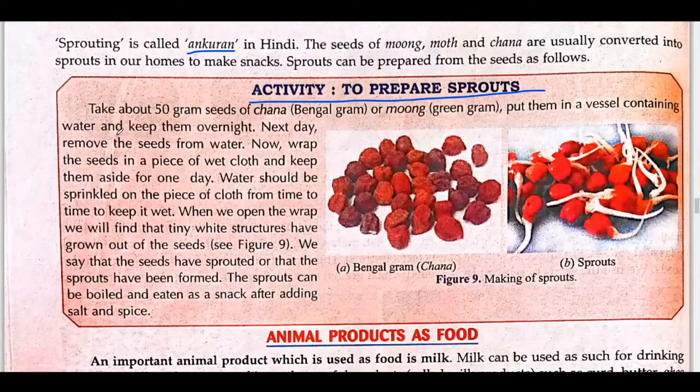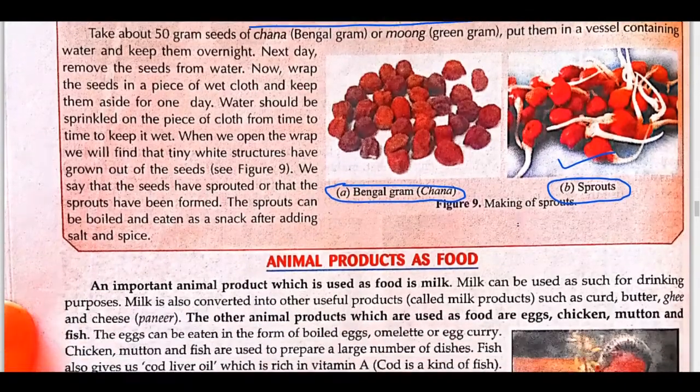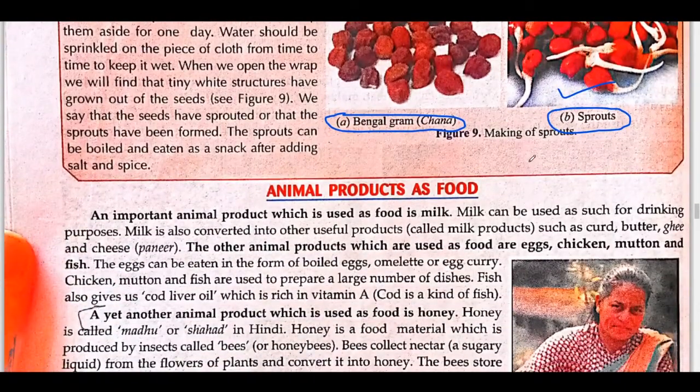So after next day, when you will see that gram, what you will see? You will see the picture like this second picture, right? First of all, look at this first picture. These are common chana, gram, right? And in second picture, this is known as sprouts. Very good. Okay, so this will provide us more vitamins.